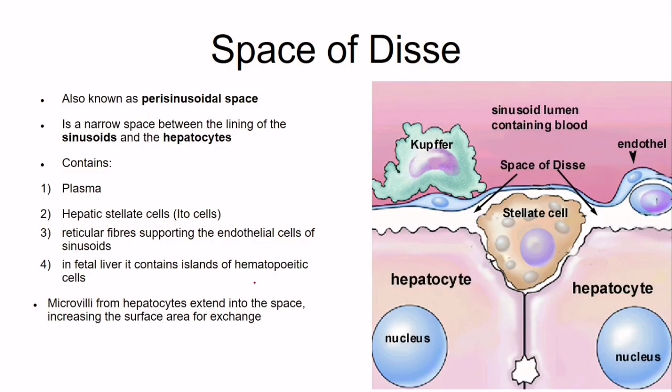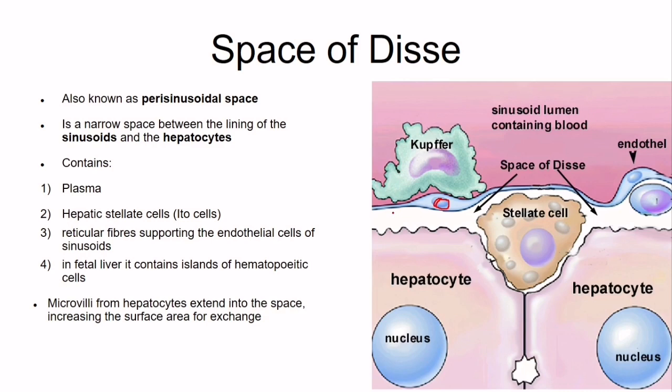So now, let's look at what we call the space of Disse. The space of Disse, we can also call the perisinusoidal space. Why is it called the perisinusoidal space? Remember, consider this is the sinusoid lumen, and these are endothelial cells. You can see this nuclei here. It's a nuclei of endothelial cells.